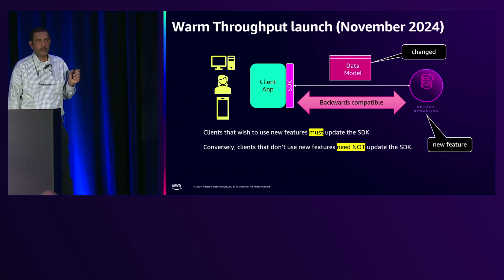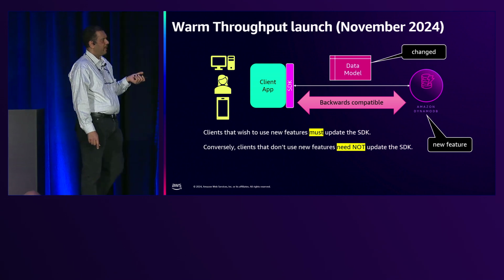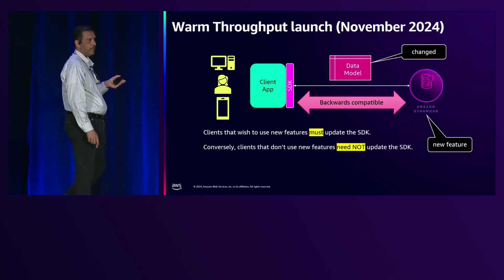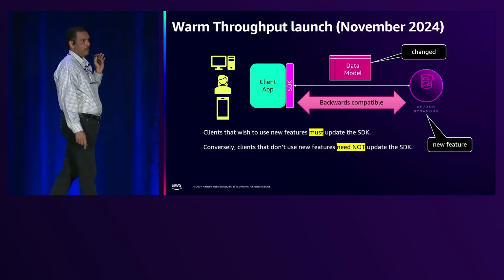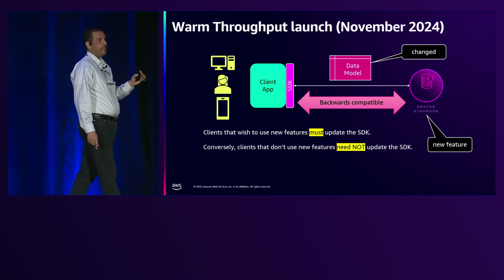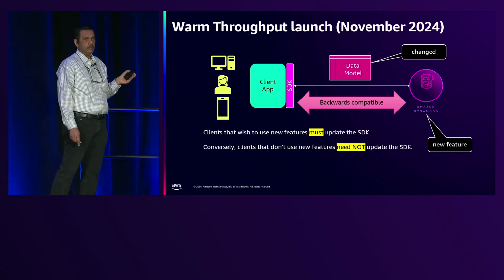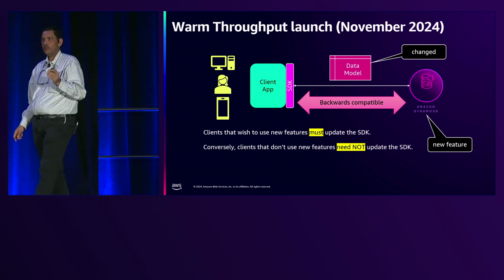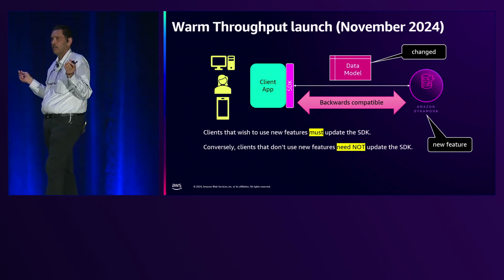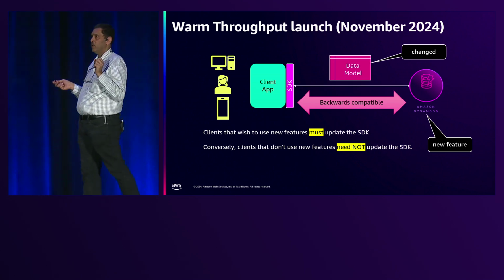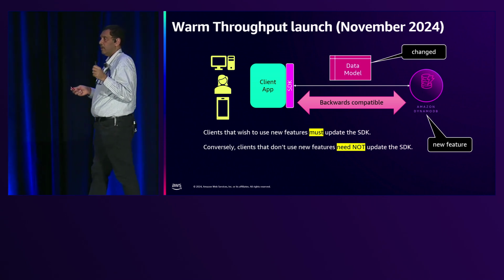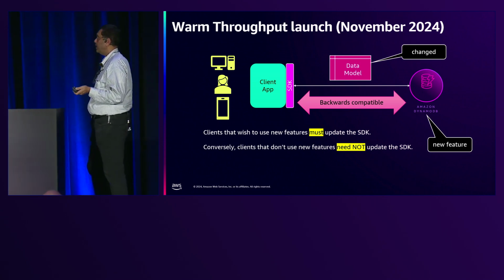We deployed the entire thing. We now have several hundred customers using it. It was completely transparent to customers who did not use this feature. Customers who didn't need warm throughput, doesn't matter. Customers who needed it, all they had to do was update the SDK. And we spent a lot of time engineering it, and here's how we did it.